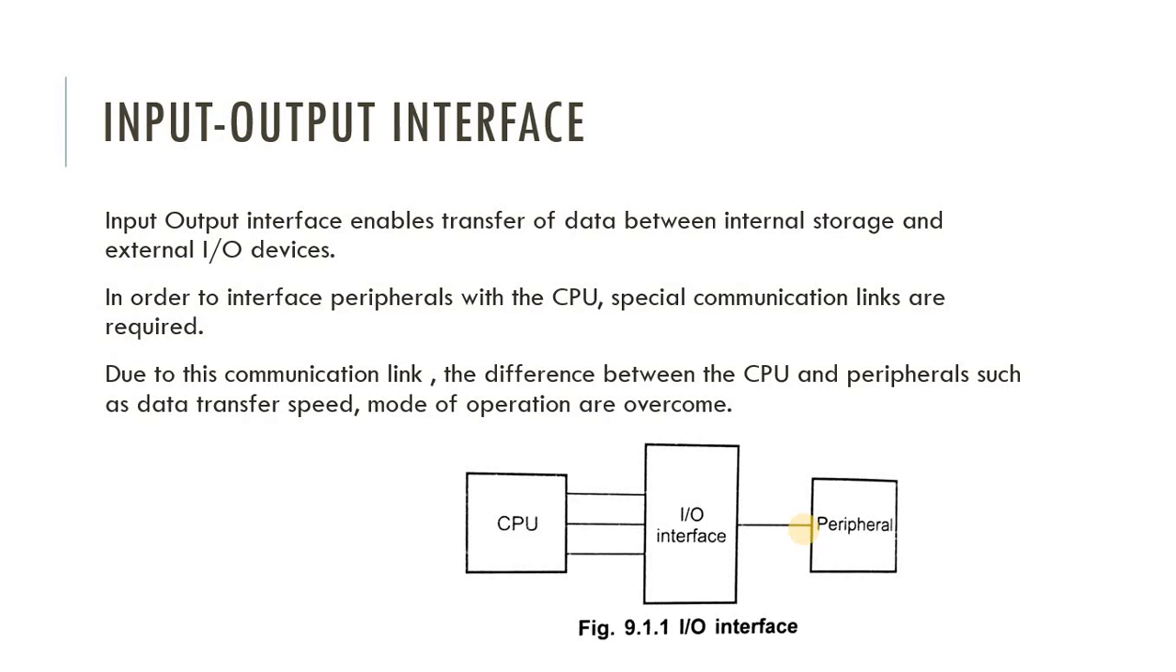Now assume your keyboard, you can type only 2 or 3 words in 1 second, or you can print only a few documents in 1 second. So the speed of the CPU and the devices is very different. To match that speed would require some interface between the CPU and peripheral devices. So that is why the input-output interface is used.